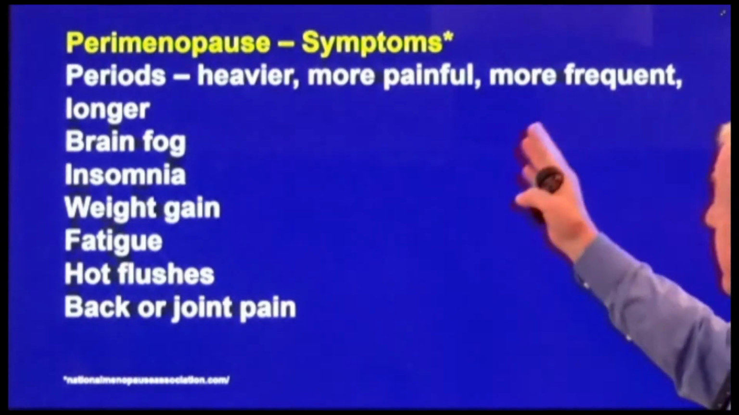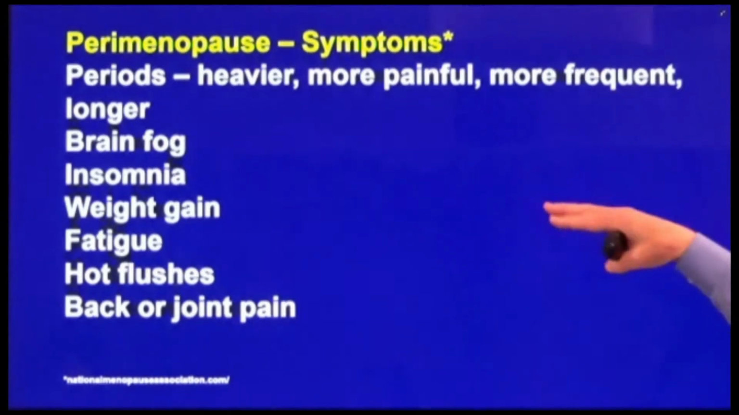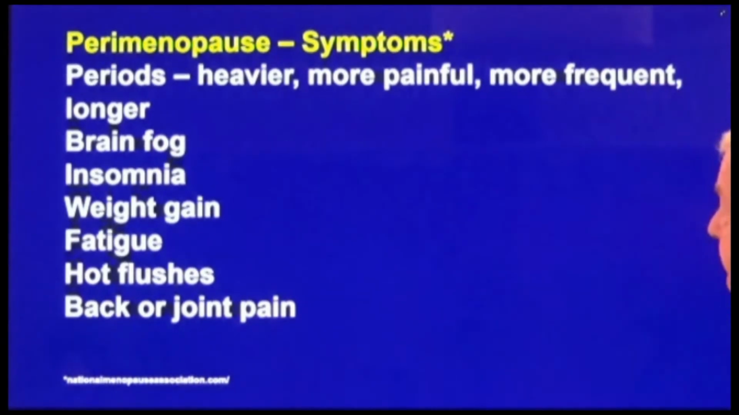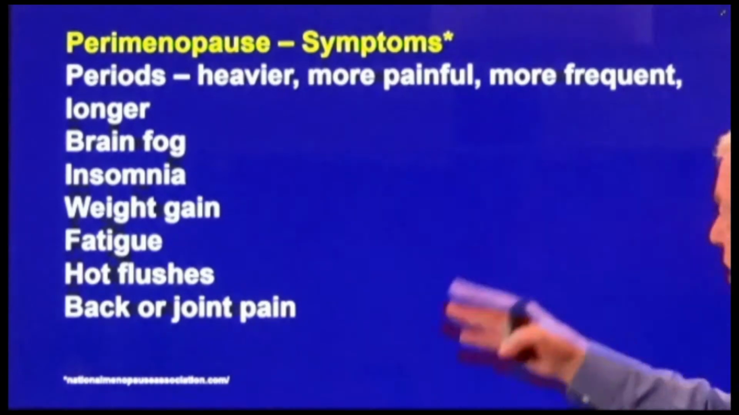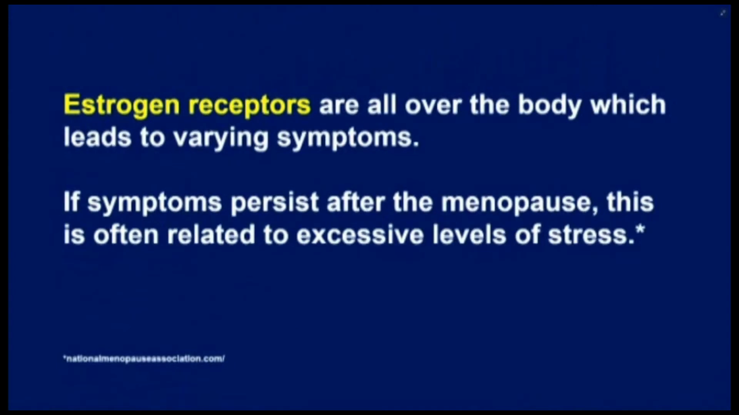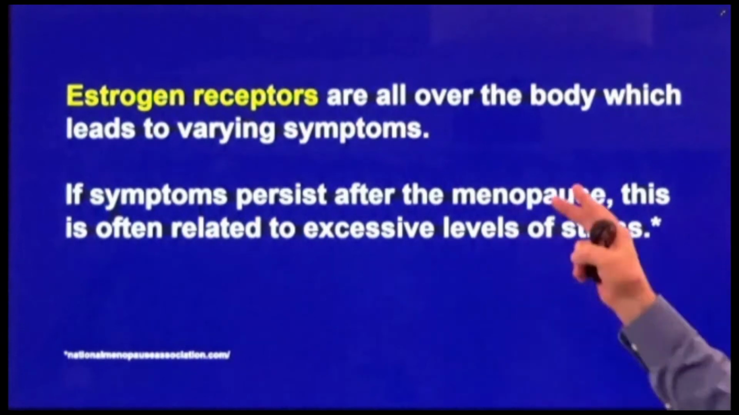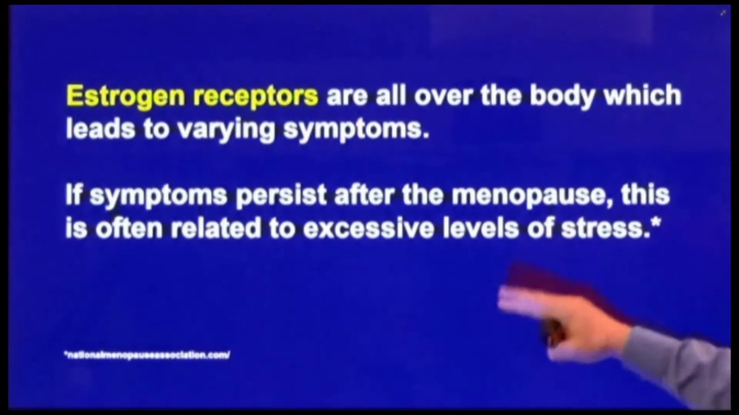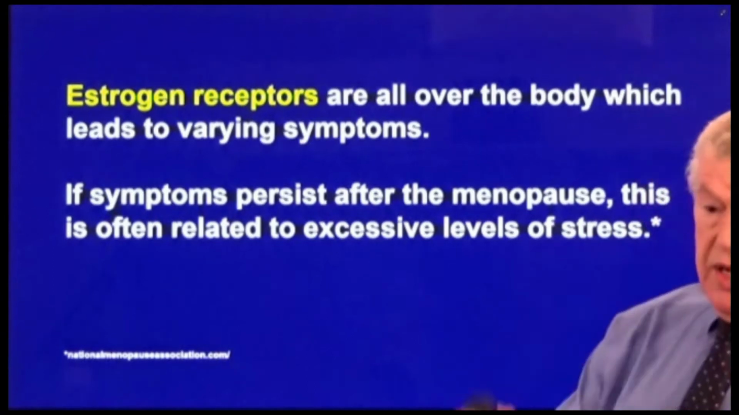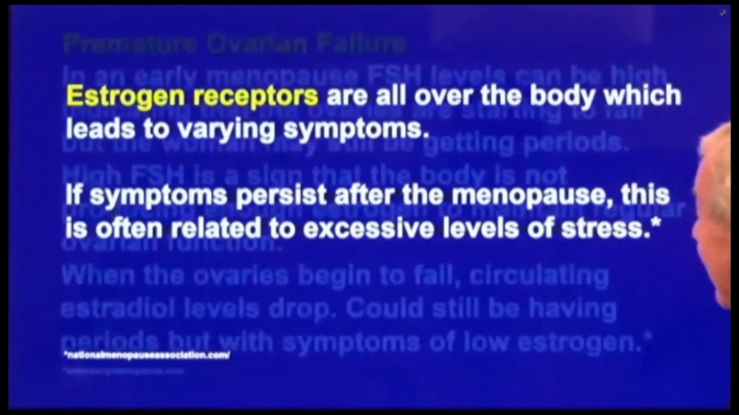So perimenopausal symptoms, as far as the periods or the menses, are heavier, maybe more painful, maybe more frequent, or even longer. Brain fog, insomnia, weight gain, fatigue, hot flushes, which we're going to talk a little bit more at length later, and back and joint pains are just some of the symptoms perimenopausally. Estrogen receptors are all over the body, which leads to a varying amount of symptoms. If symptoms persist after the menopause, this is often related to excessive levels of stress, as we see, which increases cortisol, and therefore we need to look after and nutritionally support the adrenal glands.